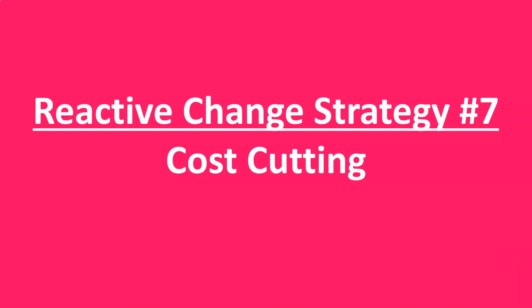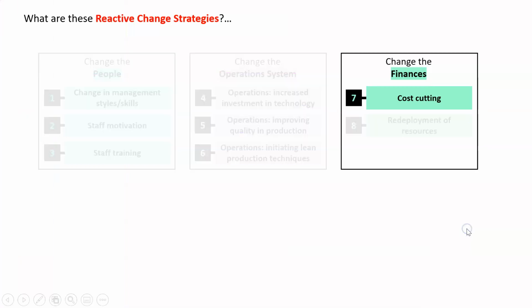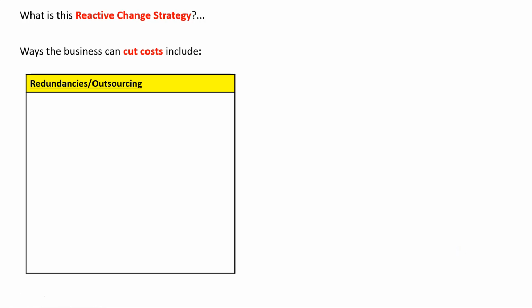The seventh reactive change strategy is cost cutting, which actually includes a few things that we've already done. We're just going to put them under a different sort of banner or heading. It's grouped under the section where we said, let's change the finances, or the way money is spent, or where it is spent in the business. So what is cost cutting? Well, it's just anywhere we cut costs, obviously, but some specific ways.